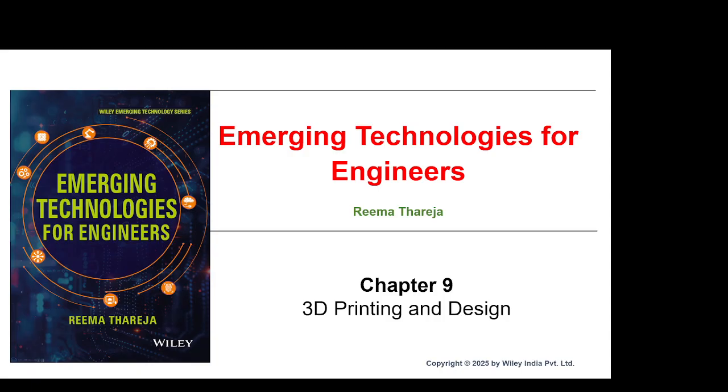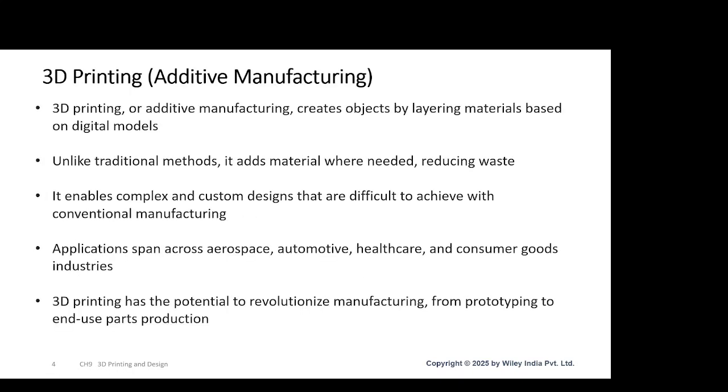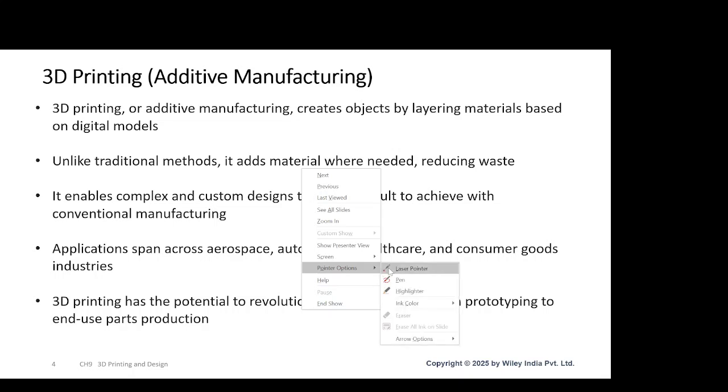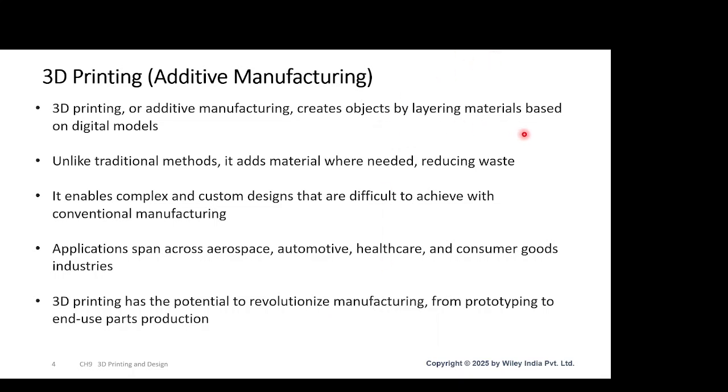Let's talk about chapter 9, that is 3D printing and design. 3D printing is also known as additive manufacturing. It creates objects by layering materials based on their digital model. So you have to prepare a digital model, and as per the model, printing will be done.